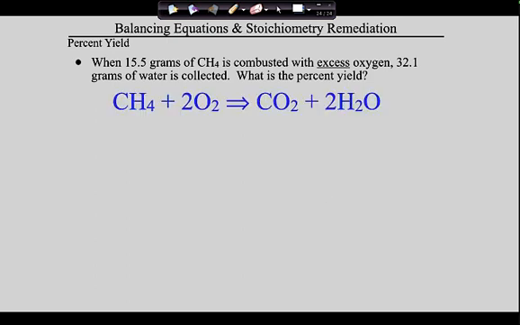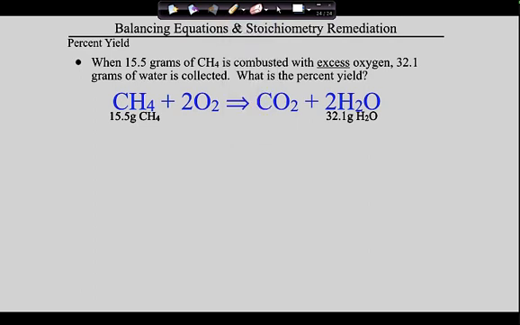So the first thing that we need is a balanced equation. It balances with the 2 in front of the oxygen and in front of the water. So then what we want to do is gather together our information. We know from the problem that we're starting with 15.5 grams of CH4. Now we know that we collected 32.1 grams of water, so we're going to write that down as well.